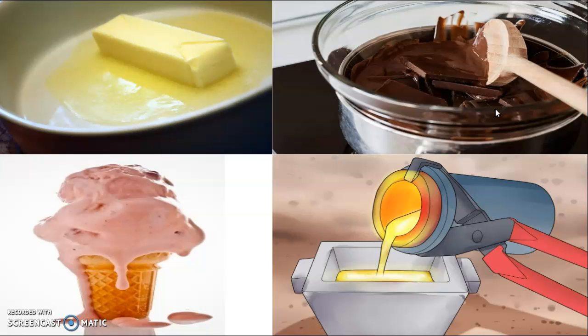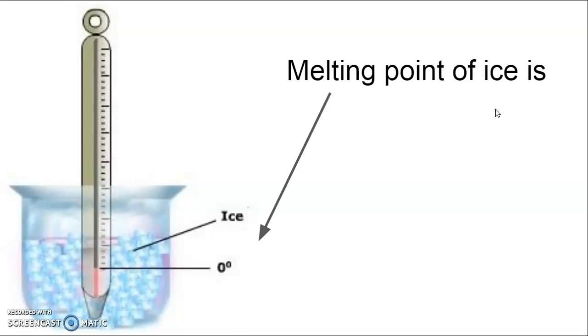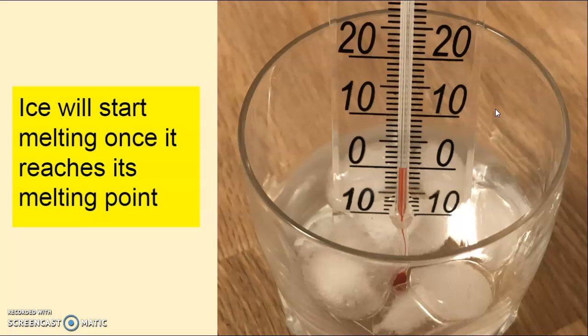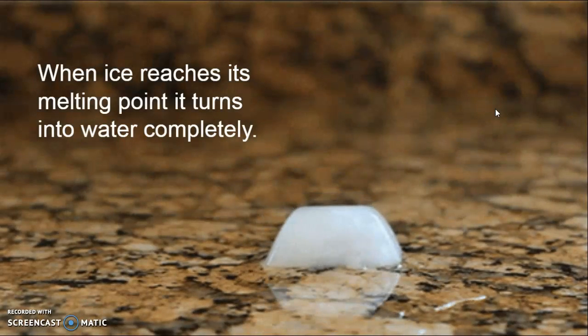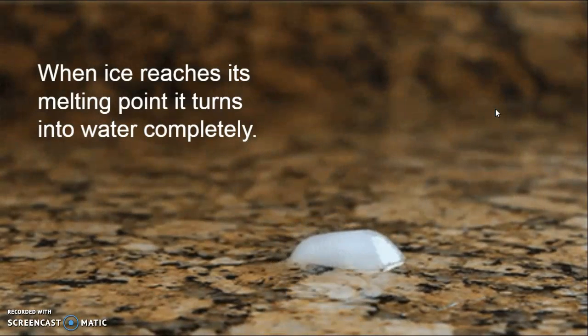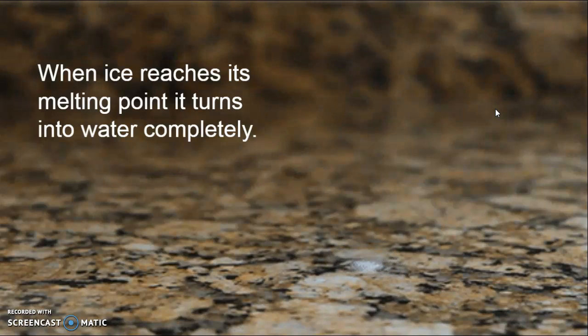For example, the melting point of ice is 0 degrees Celsius. That means ice will start melting once it reaches its melting point. And when ice reaches its melting point, it turns into water completely.